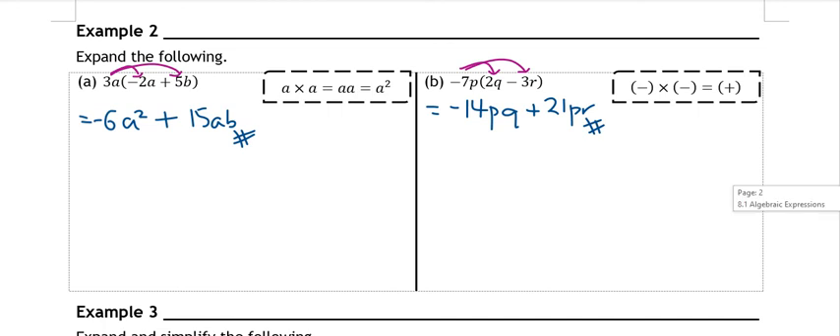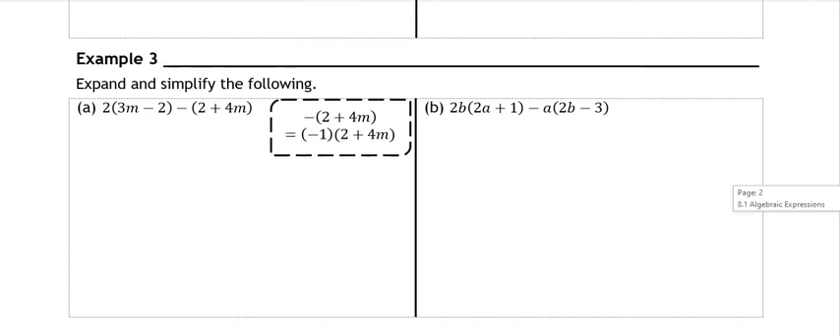Okay, let's have a look at the next example. Example number 3. Here, expand and simplify the following. This is the biggest clue, that afterwards you have to see whether you can simplify the terms, like terms or unlike terms. Let's see.